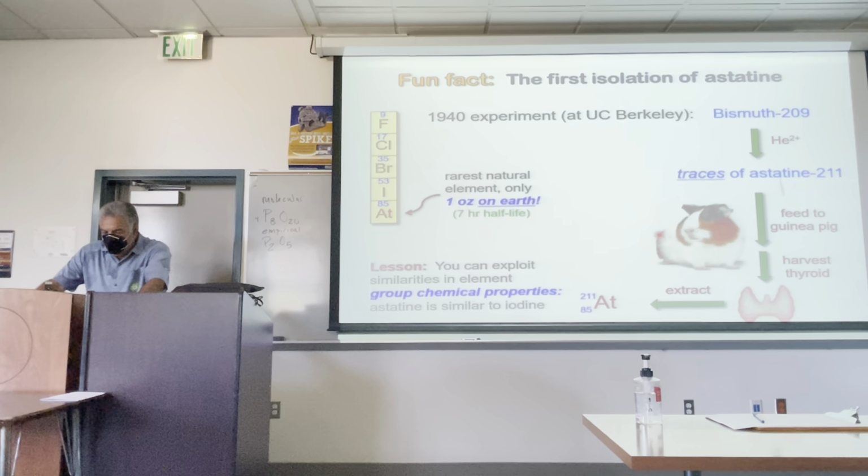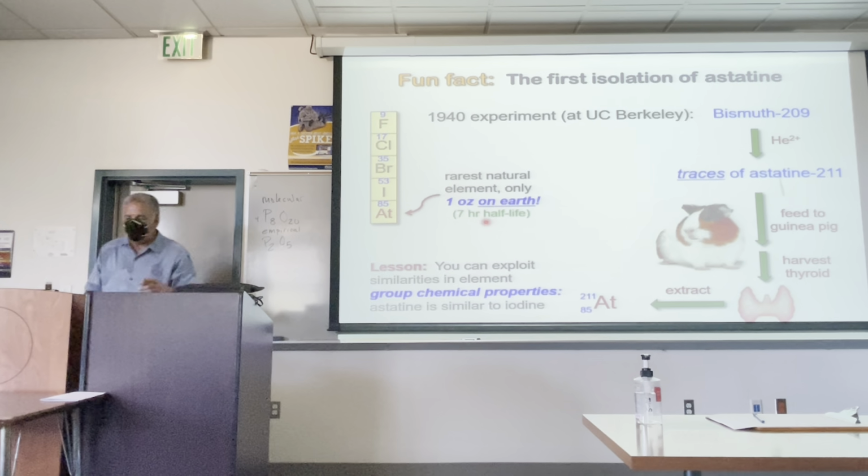But anyway, they extracted thyroid in the hopes of learning something. And they got this astatine, which is a rare element. So look at how much there is, right? 1 ounce at any given time. So we don't use it for anything. You can exploit similarities in element groups. Astatine is similar to iodine, so it has similar properties, but we don't use it because there isn't very much. And it's also radioactive. So when there's 1 ounce, 7 years later, there's a half ounce. Okay, that's what that means. It's not like the half-life of a drug, which is a little bit different.